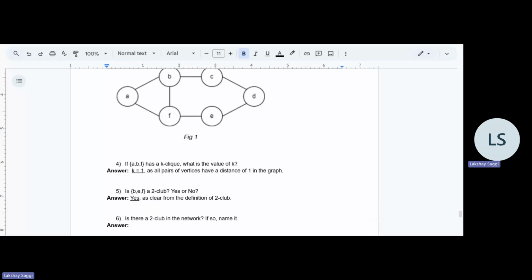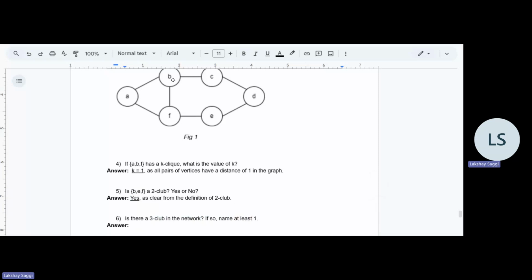And then the problem states, okay, so maybe I should have written this as a three club. If the problem was: is there a two club in the network, then this B E F was anyway a two club. There can be multiple three clubs here. We just have to name one. So name at least one. Is there a three club in the network? If so, name at least one.